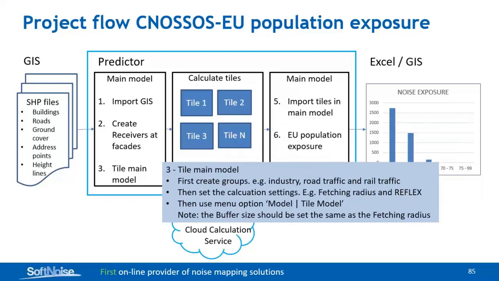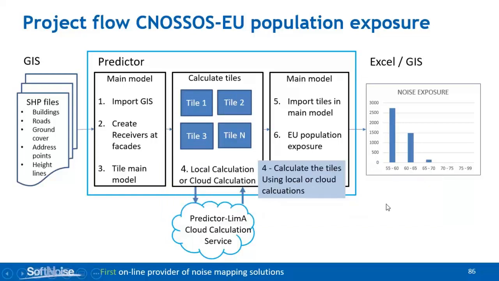Then you need to tile your model. First, it's important you create your groups, for instance, for industry, road traffic, and rail traffic. Distribute your sources over these 3 types of groups. Then set the calculation settings. The fetching radius was important, and the reflection order was important. Then use the menu option tile model. And note that while using the tile model option, you should set the buffer size the same as the fetching radius. I've shown you that in the previous sessions.